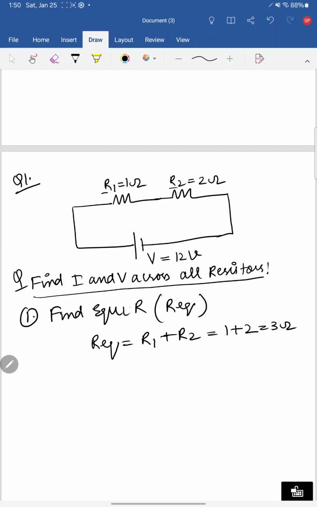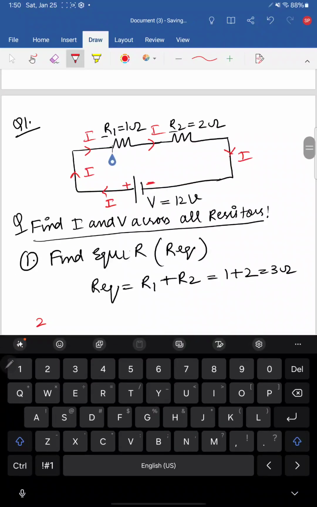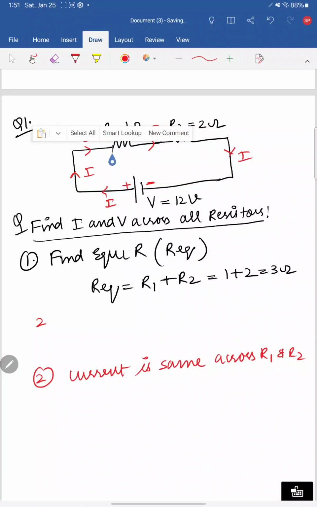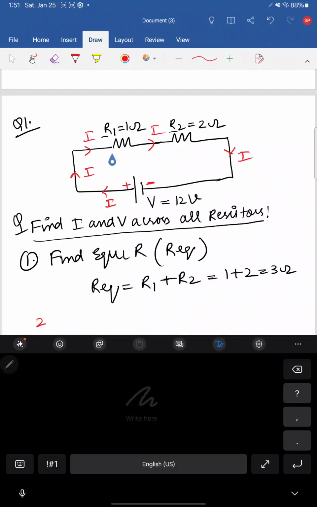Now let's draw the direction of current also. So this is positive, this is negative, current starts from here, the same current is here, the same current is here, the same current is here. So the second thing is that current is the same in the entire circuit, or across R1 and R2. And what will be the magnitude? To find the magnitude, what we'll do is we'll find the equivalent resistance of the circuit, right?